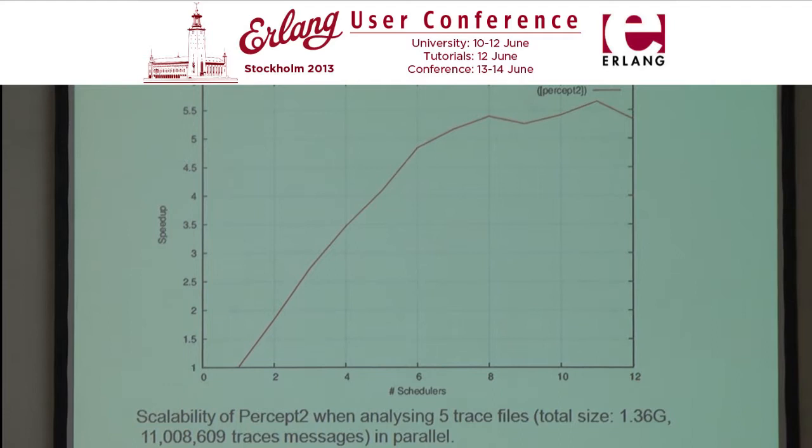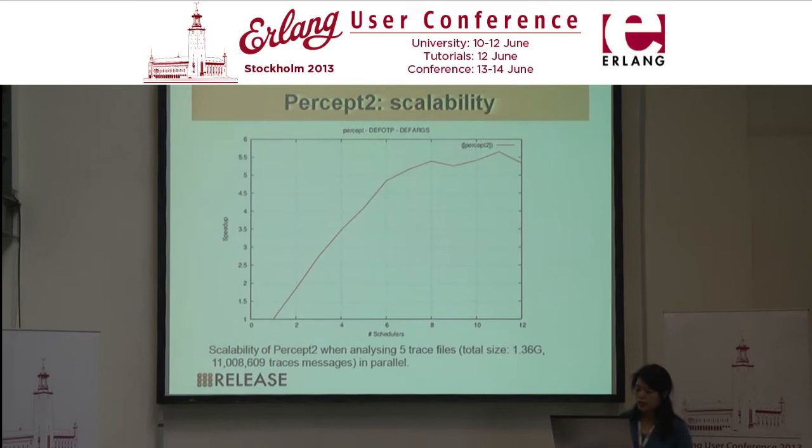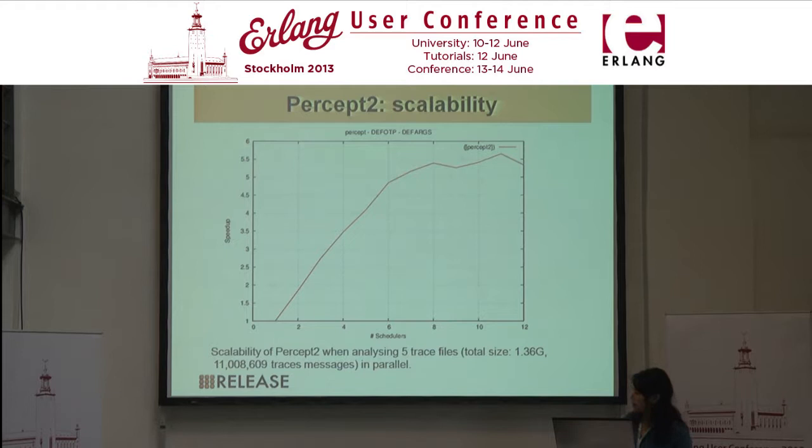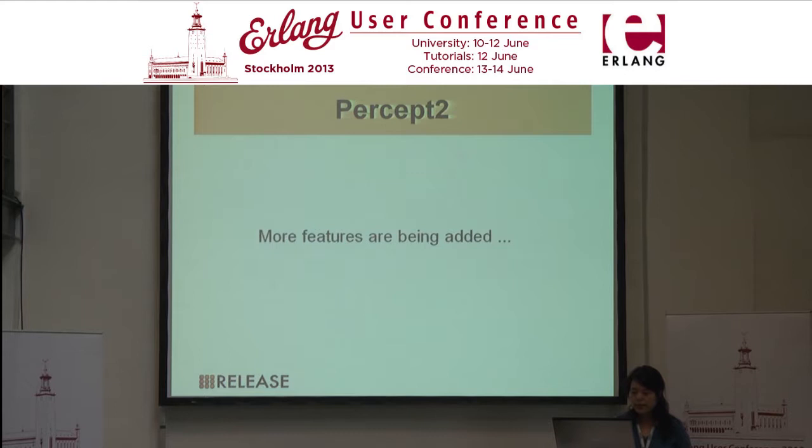This graph shows the scalability of the parallelized version. Here we have 5 trace files, and the total is 1.360 million trace messages contained in these trace files. We got quite a nice scale-up. So that's about the scalability. As I said, we're still adding more features to Percept2.